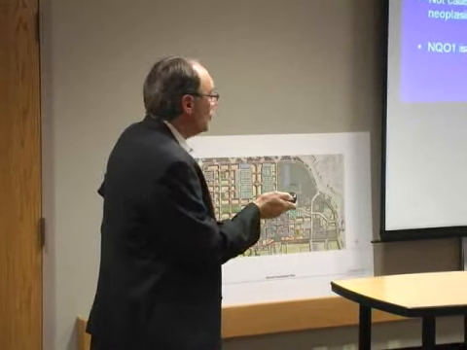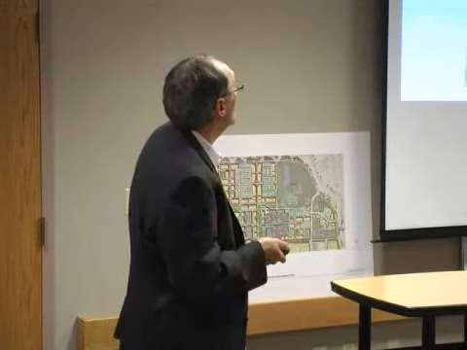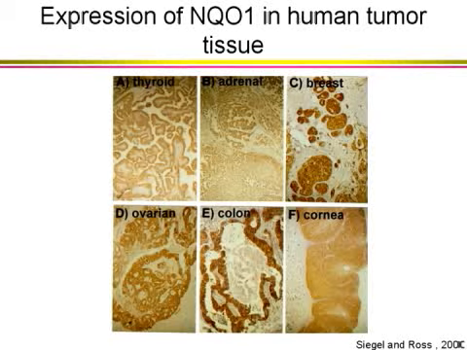And to show you that, this is some expression of this enzyme. It's immunohistochemistry. The brown staining is NQO1. And so you can see there's a fair amount of NQO1 expressed in all these different types of solid tumor. Thyroid, adrenal, breast, ovarian, colon, corneal tumor. We haven't put lung on there.